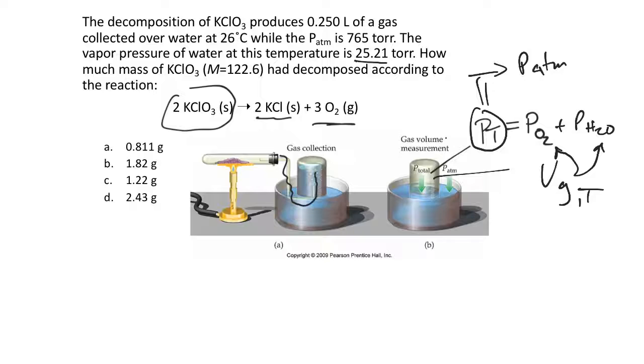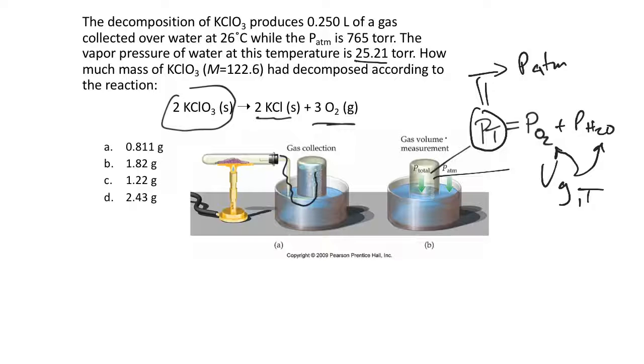So let's look at the problem. The problem says we're decomposing KClO3. We produce 0.250 liters of a gas collected over water vapor at 26 degrees C. Atmospheric pressure that day was 765 torr. Vapor pressure of water at the temperature at 26 degrees is 25.